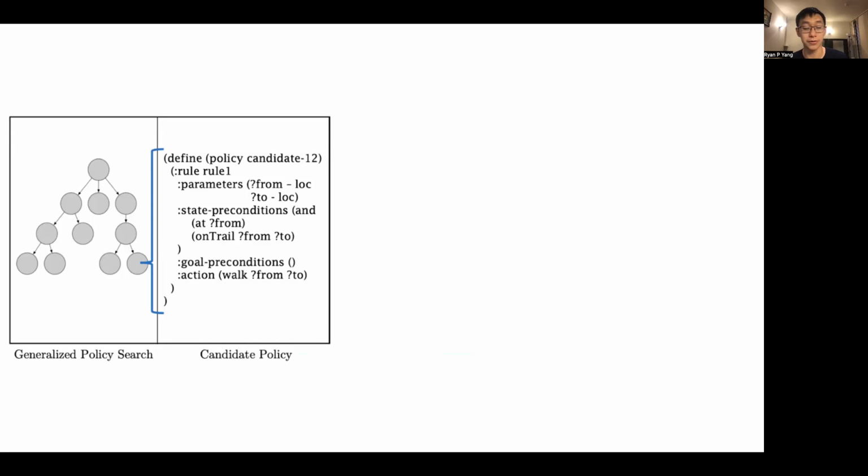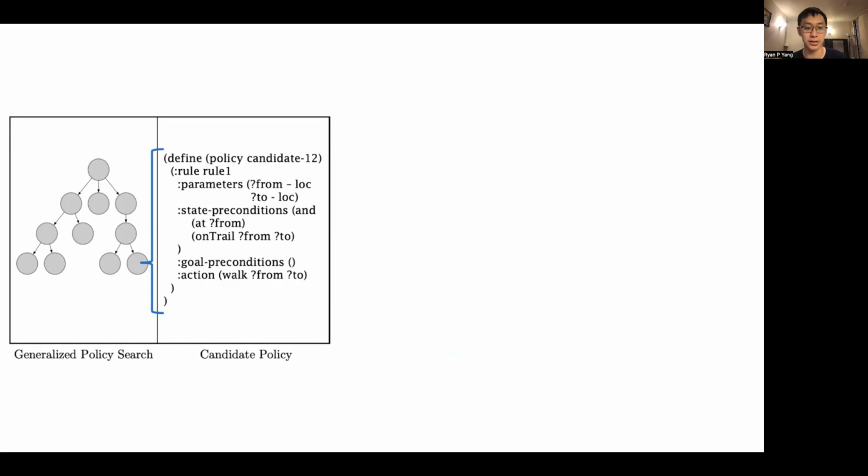As shown with the figure on the left of a search tree, each of the nodes represents a candidate policy. Our policy representation is a lifted decision list, which consists of an ordered list of rules. The action determined by our lifted decision list is chosen based on the first applicable rule. A rule is applicable if its state preconditions and goal preconditions are satisfied by the current state and the problem.